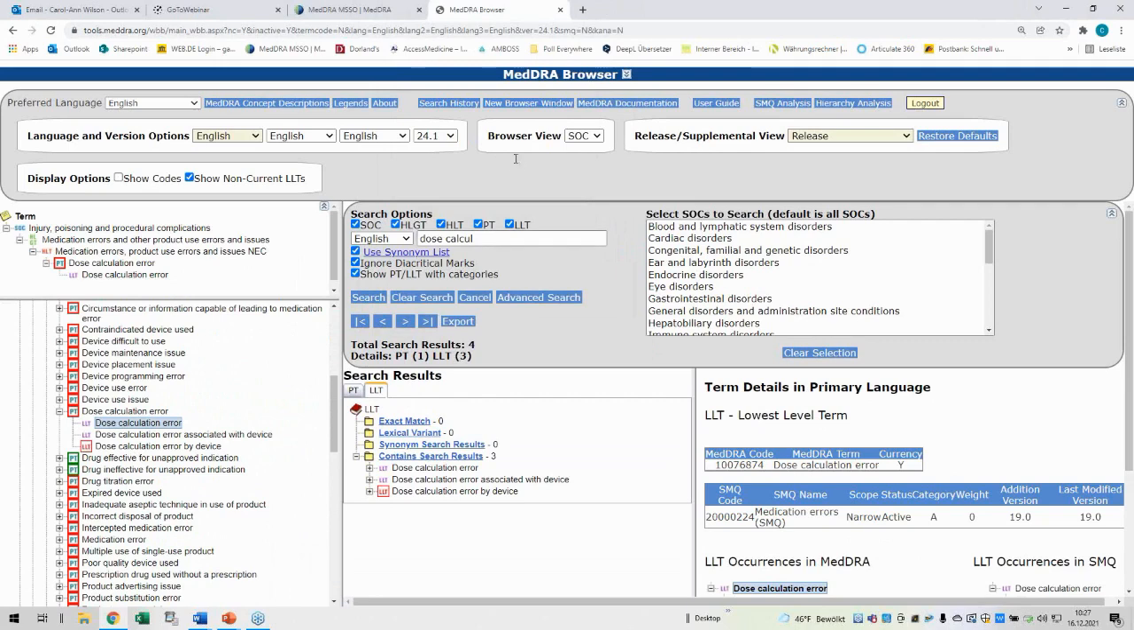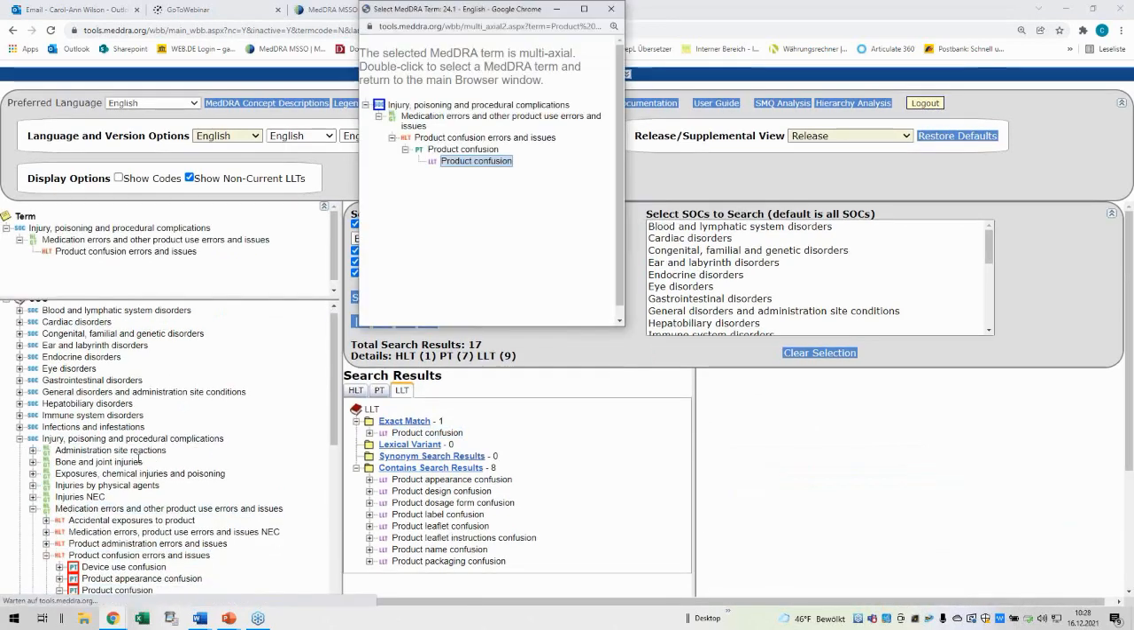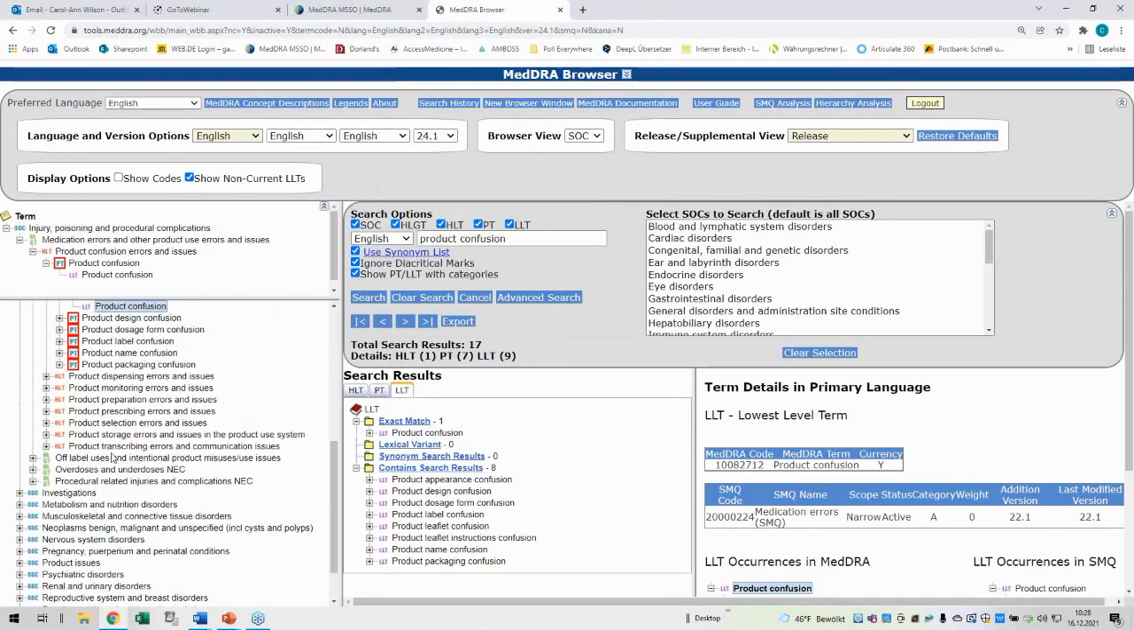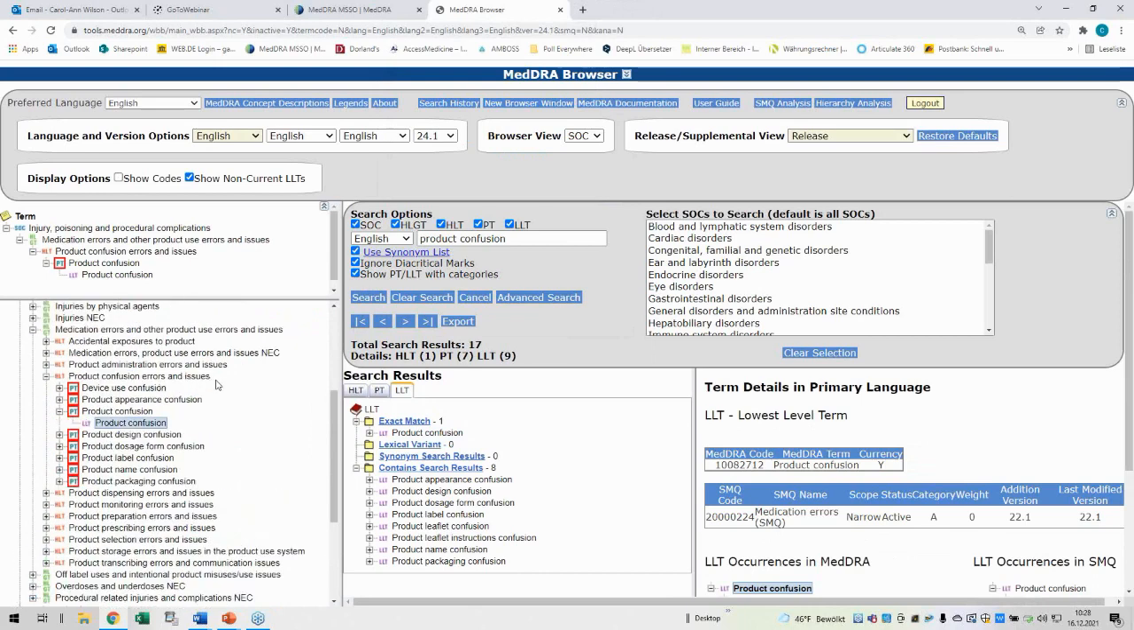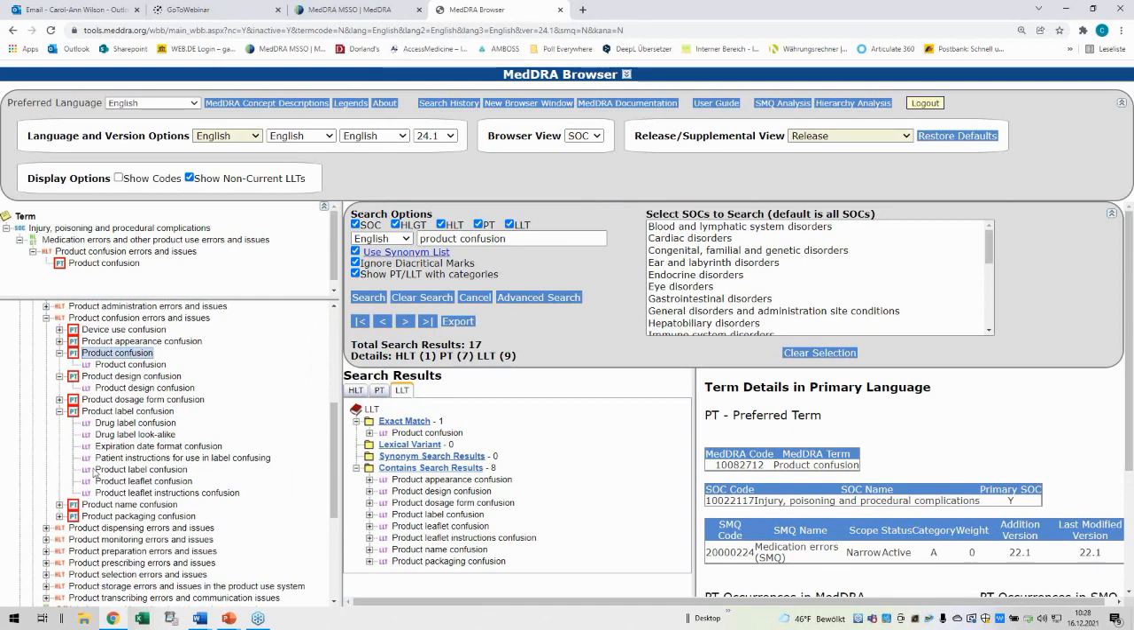Now, the other option that was provided in the poll was product label confusion. Let me look for product and confusion and search. Again, go to browser. Now we are in an HLT that is named product confusion, errors and issues. And you see that we have a product confusion, only one LLT there, but also product design confusion, product dosage form confusion, product label confusion, drug label look-alike, patient instructions for use in label confusing.